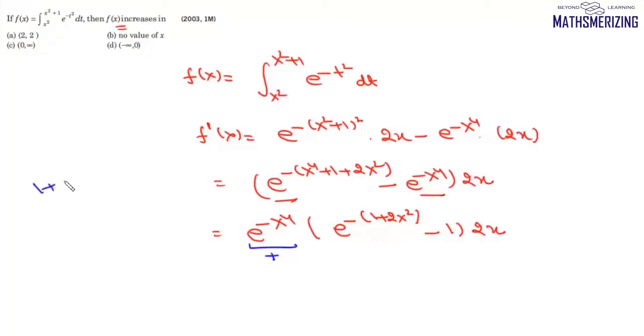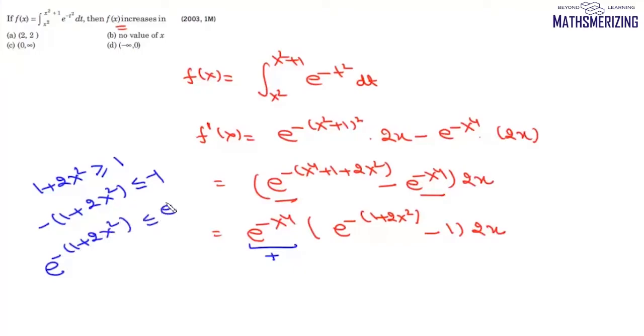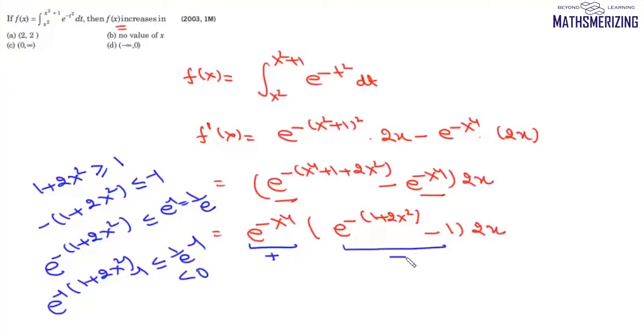We can write 1 plus 2x square is always greater than or equal to 1, or minus (1 plus 2x square) is always less than or equal to minus 1. We can write e to the power minus (1 plus 2x square) will be less than or equal to e to the power minus 1, which is 1 upon e. Now we subtract 1 from it, e to the power minus (1 plus 2x square) minus 1 is less than or equal to 1 upon e minus 1, and 1 upon e minus 1 is less than 0. So this expression is always negative.